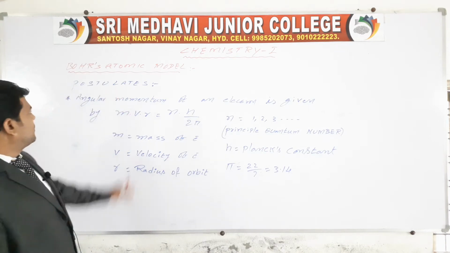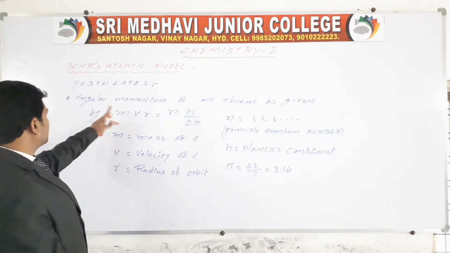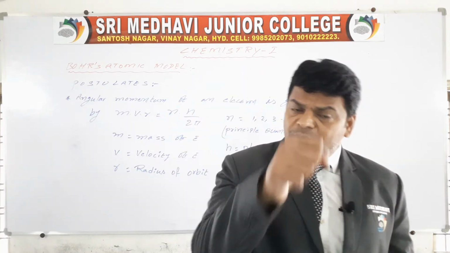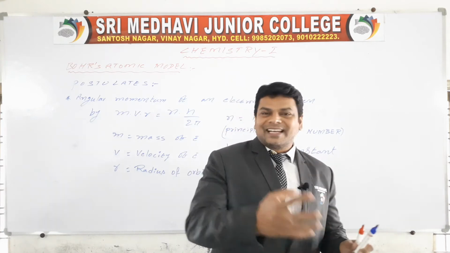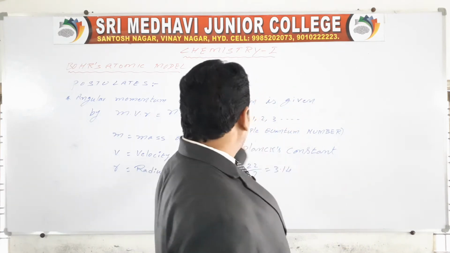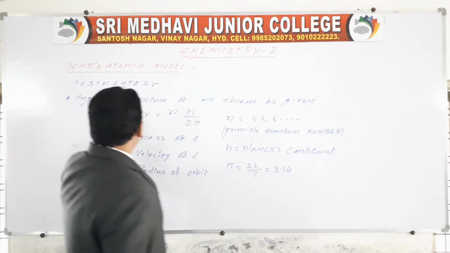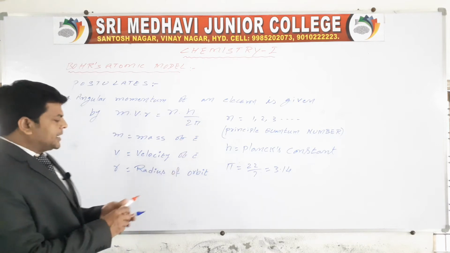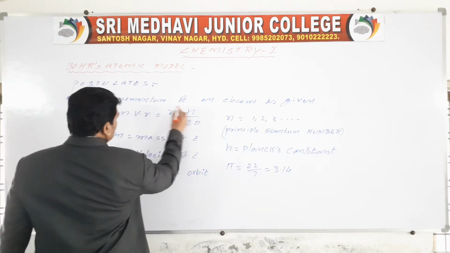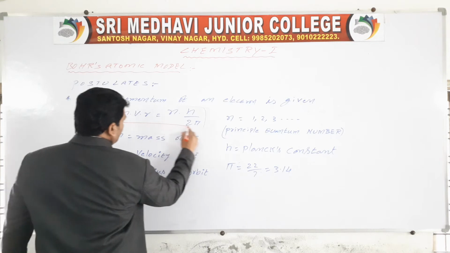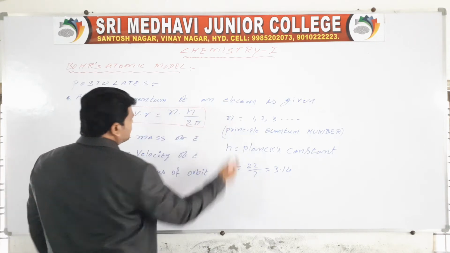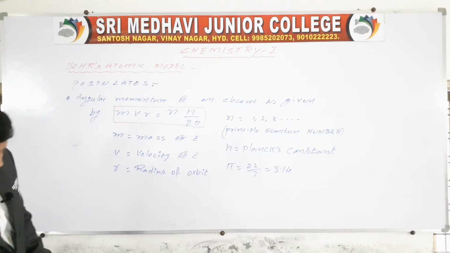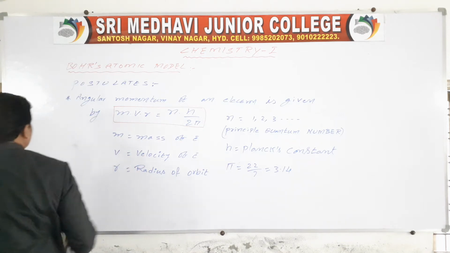So this is the next postulate of Bohr's atomic model. When an electron revolves in a particular orbit, it has angular momentum. The angular momentum of an electron is an integral multiple of h by 2 pi. That is, the angular momentum of an electron is given by mvr equal to nh by 2 pi. So you have to note this point. It is a beautiful point. Okay, next postulate.